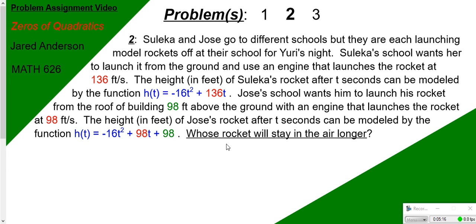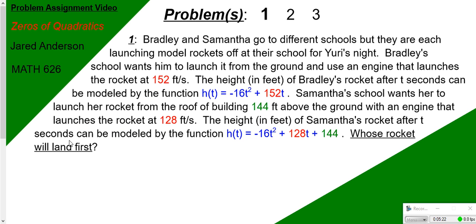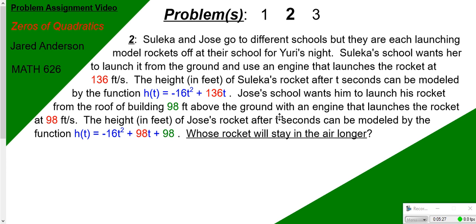Now the big difference here is the wording of the actual problem. In problem number 1, we were asked whose rocket will land first. So again, students will have to think what that means for their question, what they're actually trying to answer. In problem number 2, it says whose rocket will stay in the air longer. So they're looking for a very similar thing. It's just slightly different. And students will need to be able to discover or see that difference as they're working on the problems here.